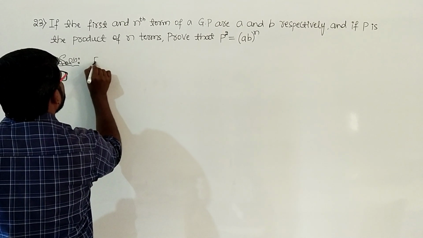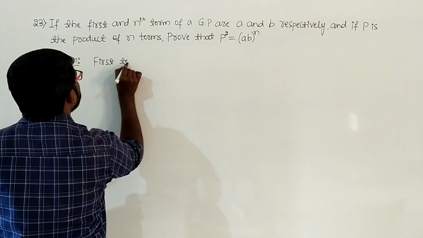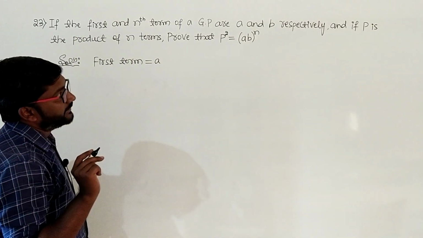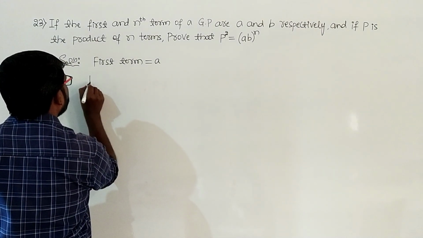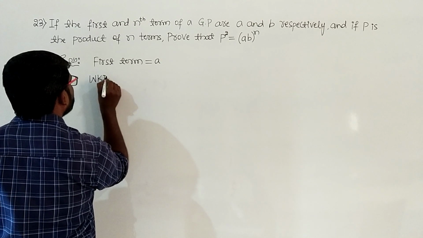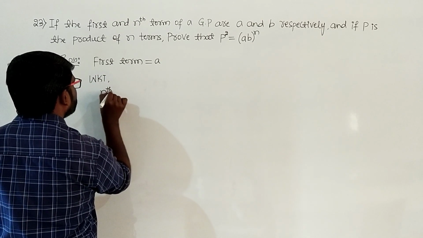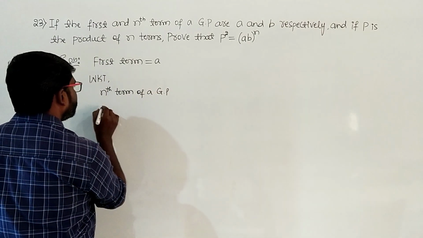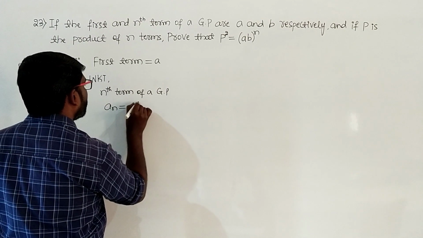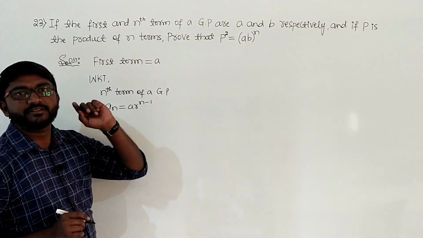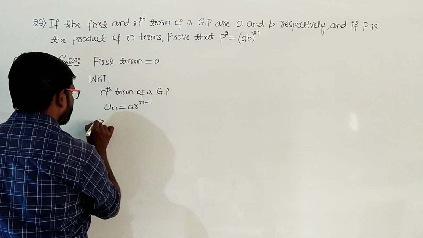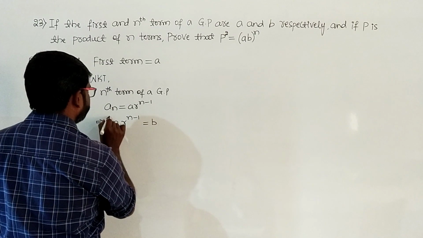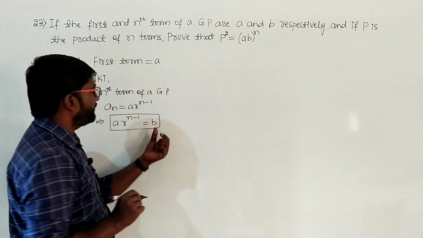we'll go for the given. First term is equal to small a, and nth term is small b. And we know that nth term of a GP, an, is equal to a into r raised to n minus 1. He says here nth term is small b. This implies a into r raised to n minus 1 is equal to small b, because b is the nth term.